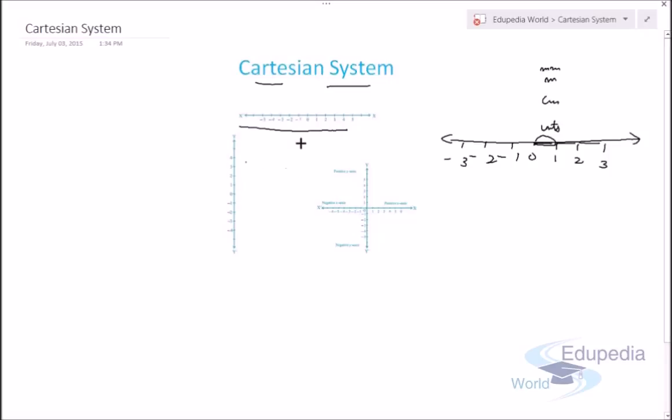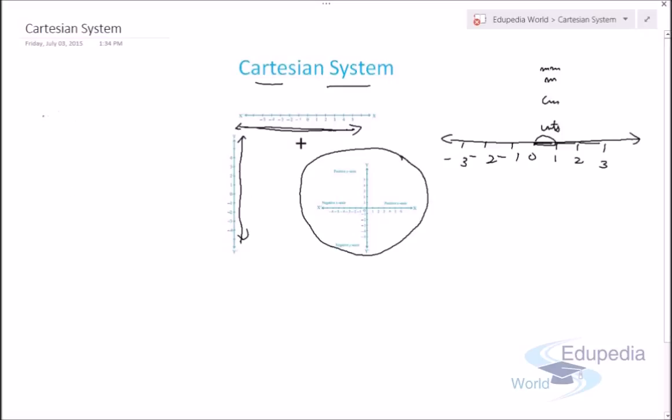Now suppose we merge two number lines perpendicularly. We merge two number lines perpendicularly, and we get a figure like this, which is widely known as the Cartesian system.